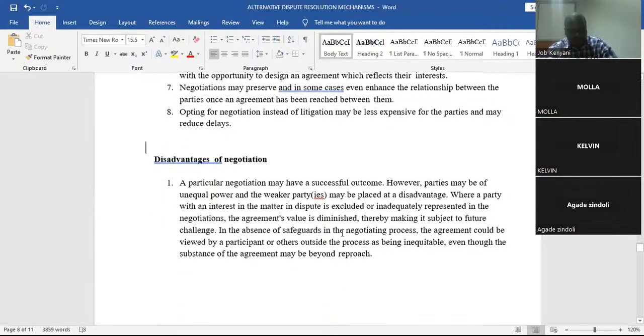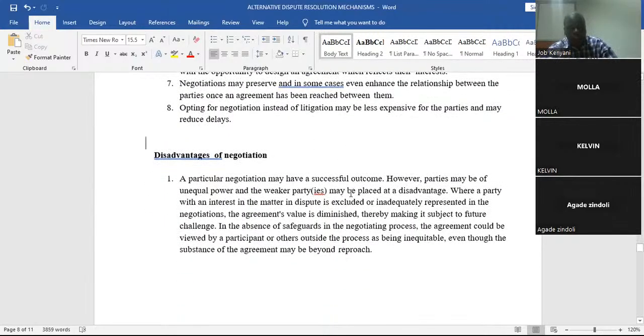Disadvantages. A particular negotiation may have a successful outcome. However, parties may be of unequal power and the weaker parties may be placed at a disadvantage. Where a party with an interest in the matter in dispute is excluded or inadequately represented in the negotiations, the agreement's value is normally diminished. For example, if the one who is very powerful takes a positional-based approach, it doesn't satisfy both parties.